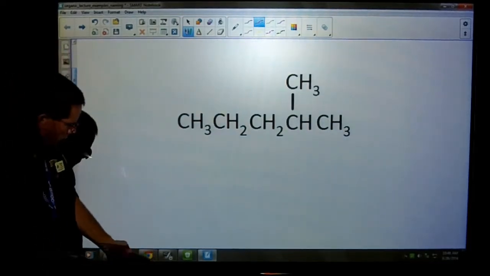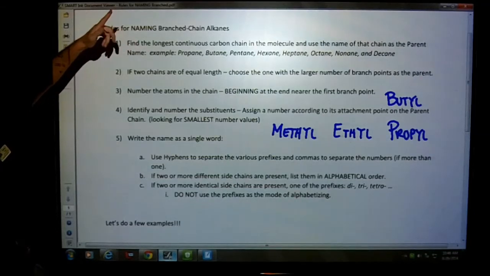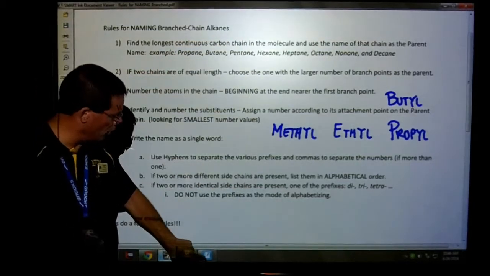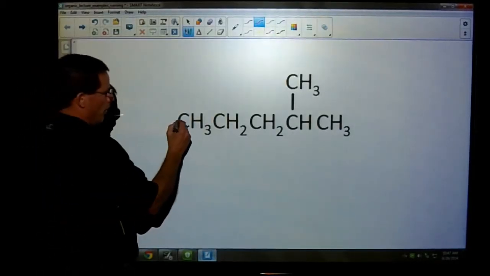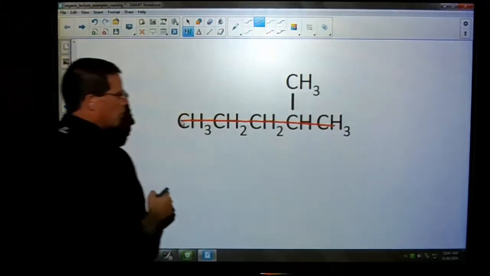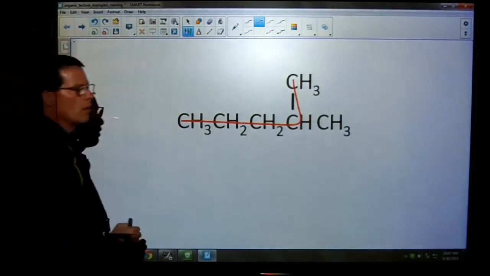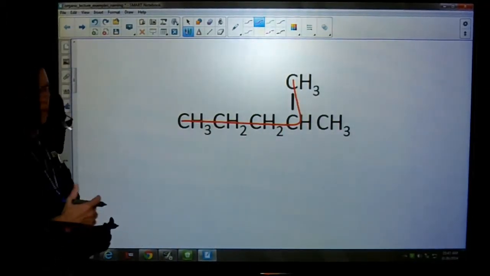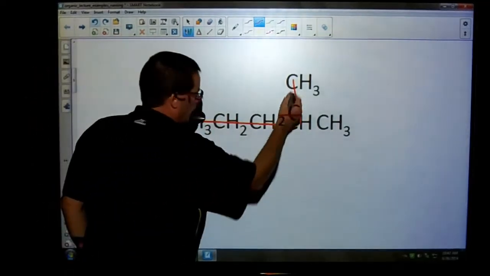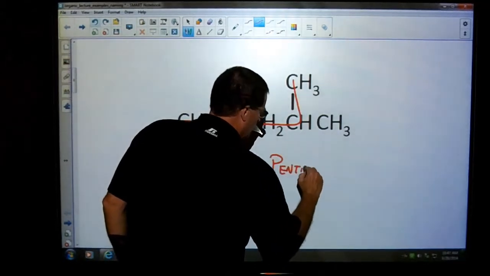Okay, let's go through the list here. Again, find the longest continuous chain in the molecule. If two chains are of equal length, choose the one with the larger number of branch points. Well, you could say that I have 1, 2, 3, 4, 5 carbons here, and that could be considered the chain. Or I could do that. In this case it doesn't matter, because they're both 5 carbons. So our root is going to be pentane regardless. That's our longest chain.